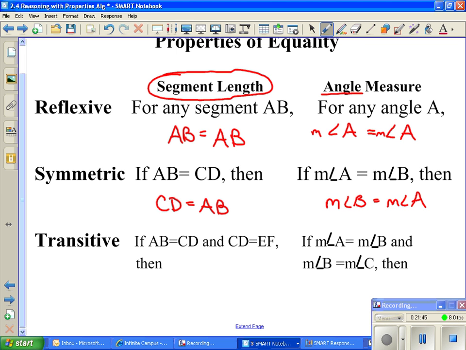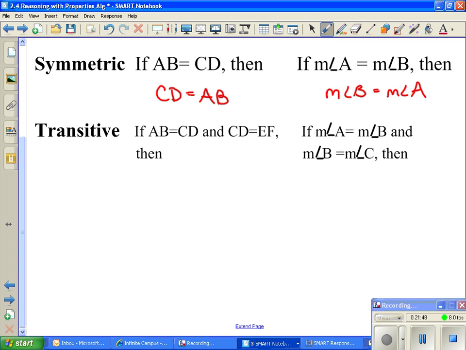Transitive, same kind of process. If the length of segment AB is equal to the length of segment CD, and the length of segment CD is equal to the length of segment EF, then AB is equal to? Right, you take those away and you're left with EF. All right, same with the angles. If the measure of angle A equals the measure of angle B, and the measure of angle B equals the measure of angle C, the measure of angle A is equal to what? The measure of angle C.